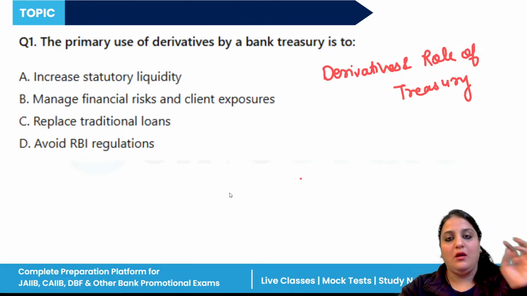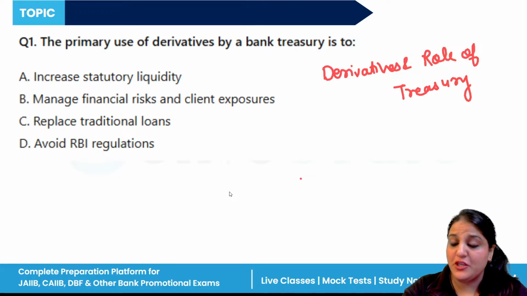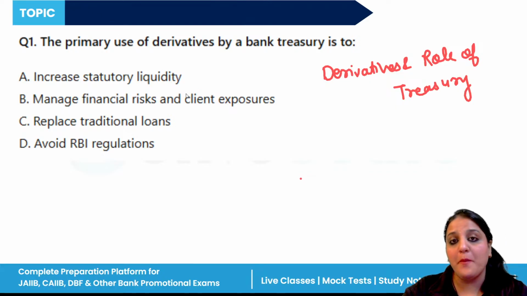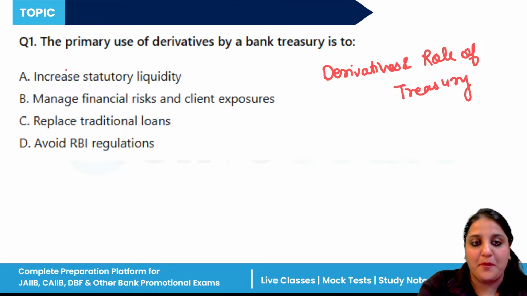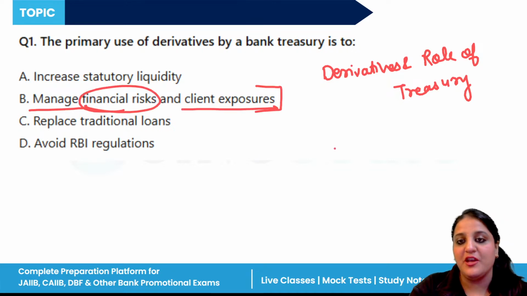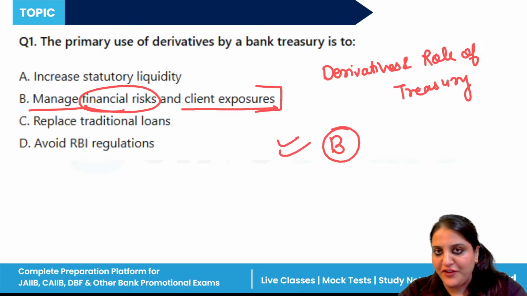Simple, treasury mainly uses derivatives for risk management, client hedging and trading, not for replacing loans or avoiding regulations. So which option is correct here? Directly we have the correct option, managing financial risk and client exposures. So option B is correct here. Now clear with the concept of derivatives?